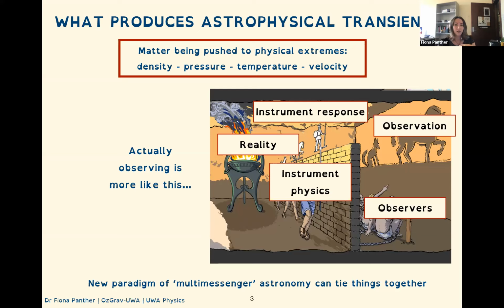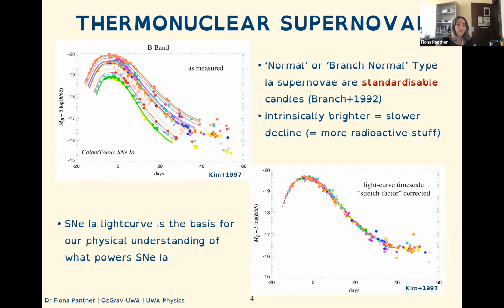So I'm going to start really by talking more about thermonuclear supernovae. And then towards the end of my talk, I'm going to circle back towards more of the multi-messenger gravitational wave side of things. I spent most of my career thinking about thermonuclear supernovae. These are usually classed as type 1a supernovae. People usually go, yep, these are standard candles. We use them to measure distances.